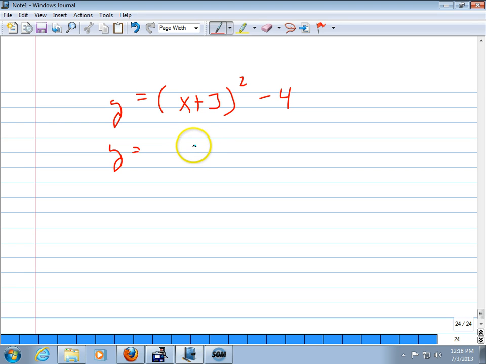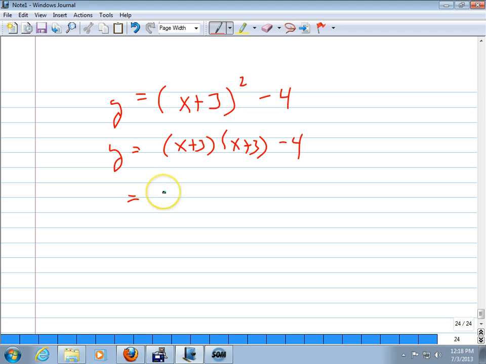FOIL it. Don't write x squared plus 9. I know people want to write that. Don't write x squared plus 9. When you square a binomial, you're going to get a trinomial. Okay? (x plus 3) times (x plus 3) minus 4. So what do you get?